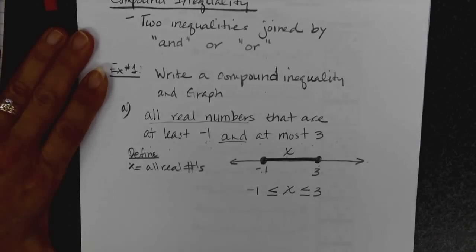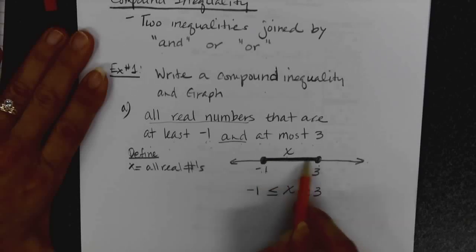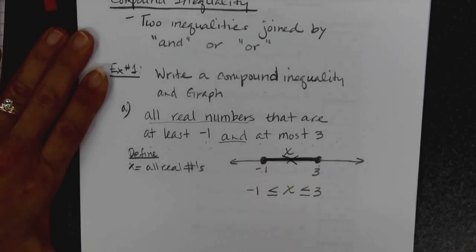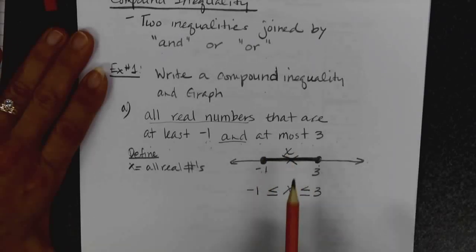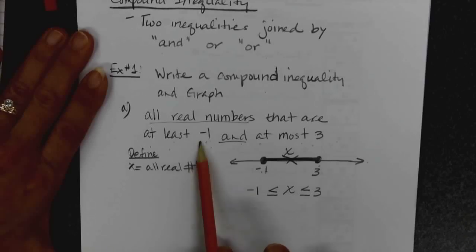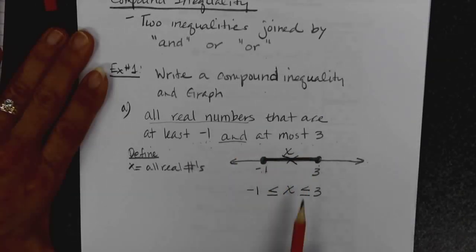This is an and compound inequality. When they graph, they point toward each other, and it is where they overlap. That's why it's an and, because it has to meet both conditions: at least -1 and at most 3. This is what an and compound inequality looks like. x is between -1 and 3.